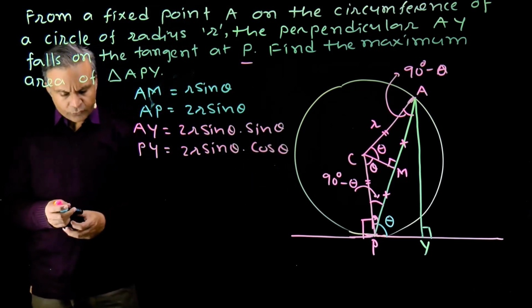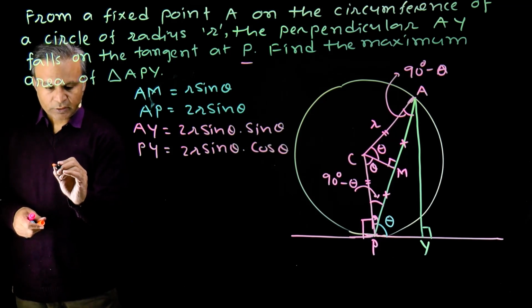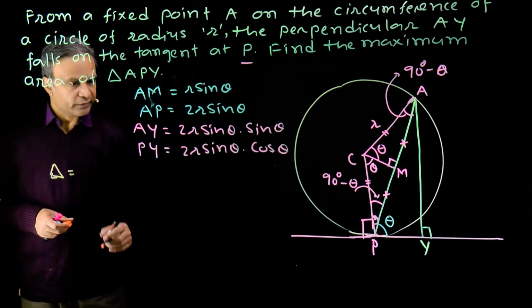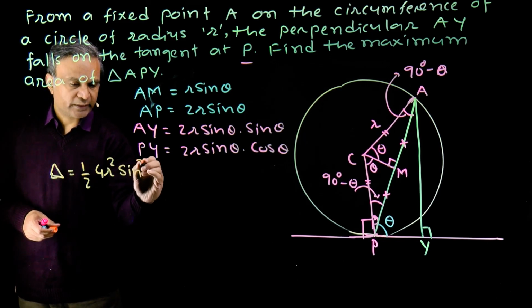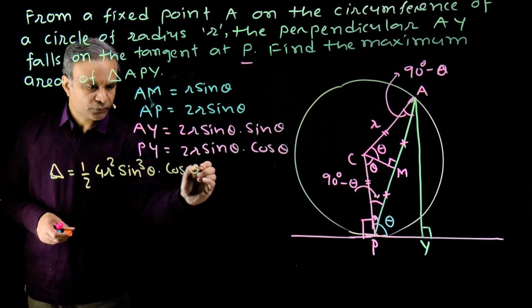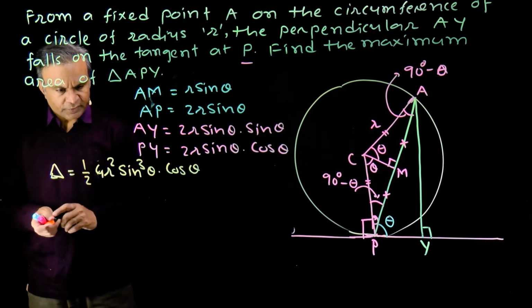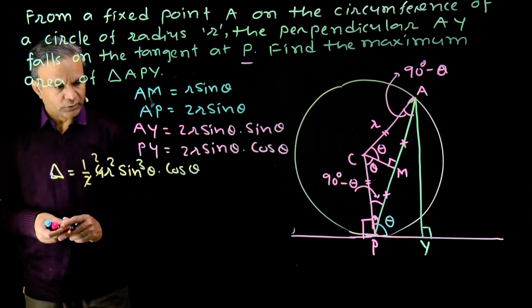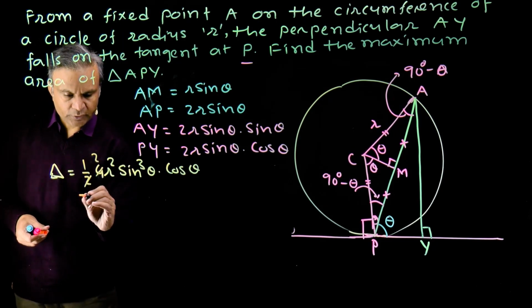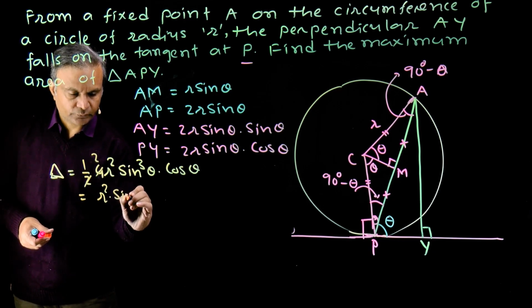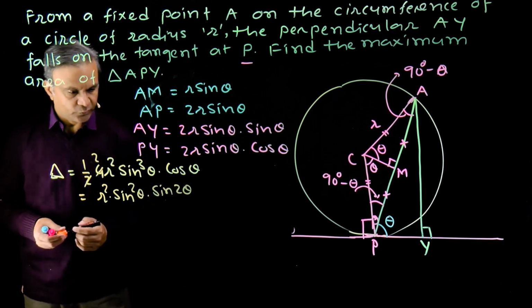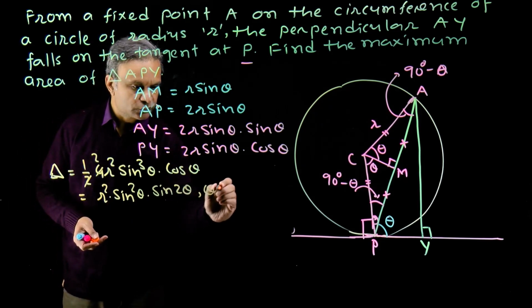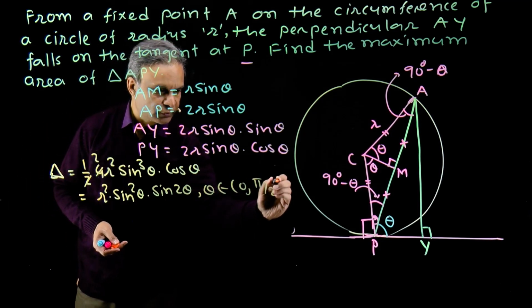So the area of triangle APY, suppose this area is delta, will be 1 upon 2 into 4r square into sine cube theta multiplied by cos theta. Now we can simplify this. Here 2 gets cancelled out, we can use 2 sine theta cos theta is equal to sine 2 theta. So this will be r square sine square theta multiplied by sine 2 theta, where theta belongs to the open interval 0 to pi by 2.